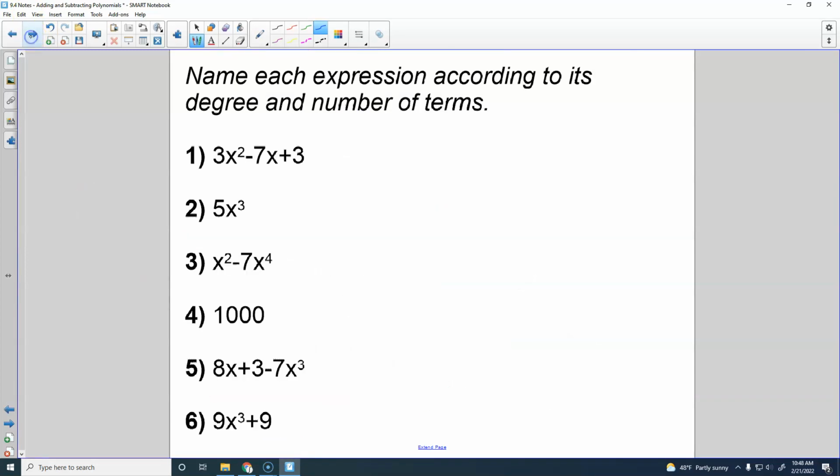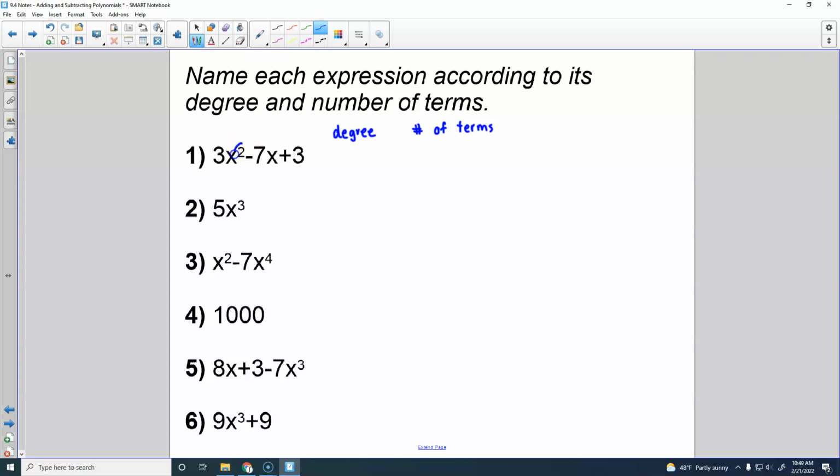Okay, so let's look at naming some of these. We'll do a couple together, and I'll let you finish out these. So name each expression according to its degree and number of terms. Usually we'll put degree first, and then number of terms. It doesn't necessarily have to go in that order, but that's typically what you're going to hear whenever you hear someone talk about this. So if we talk about that first one, we're looking for degree.